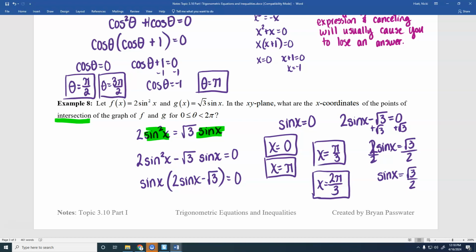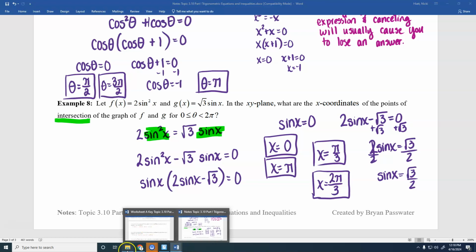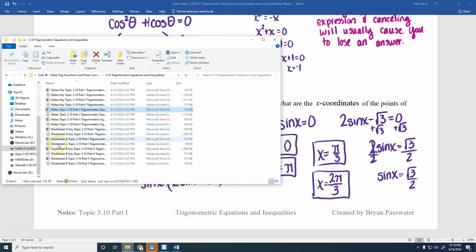Questions? Now, in these notes, he did not give you one more type of problem I think we probably need to do. So let's look at number 20 on the worksheet you guys had last night. So let me open that up.